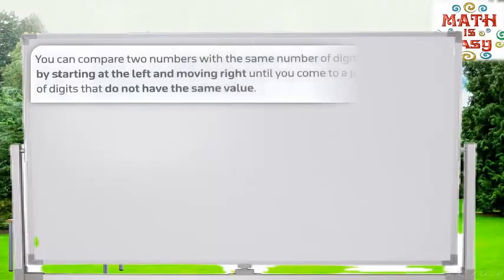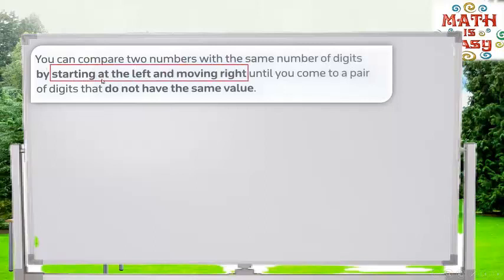To compare any two numbers with the same number of digits, you start at the left side and move right until you come to a pair of digits that don't have the same value. Pair means two numbers or two digits.